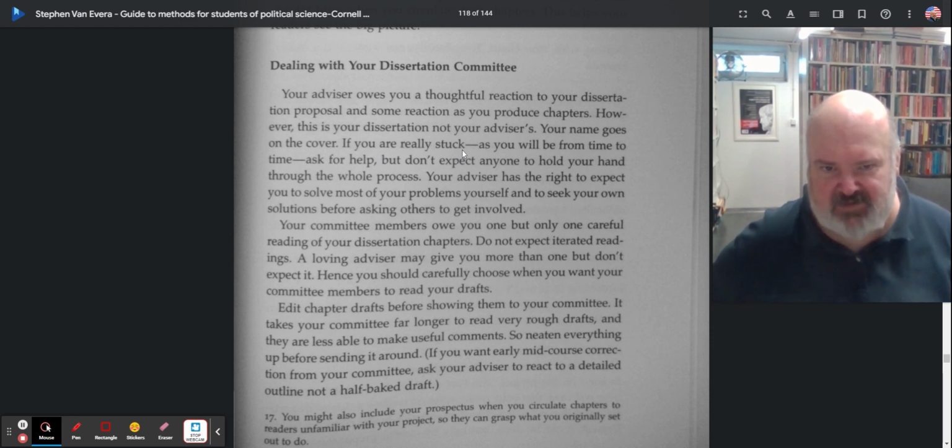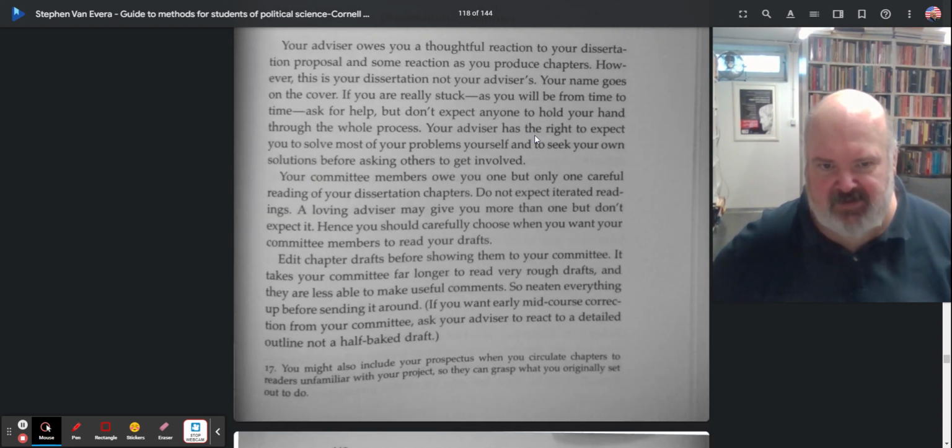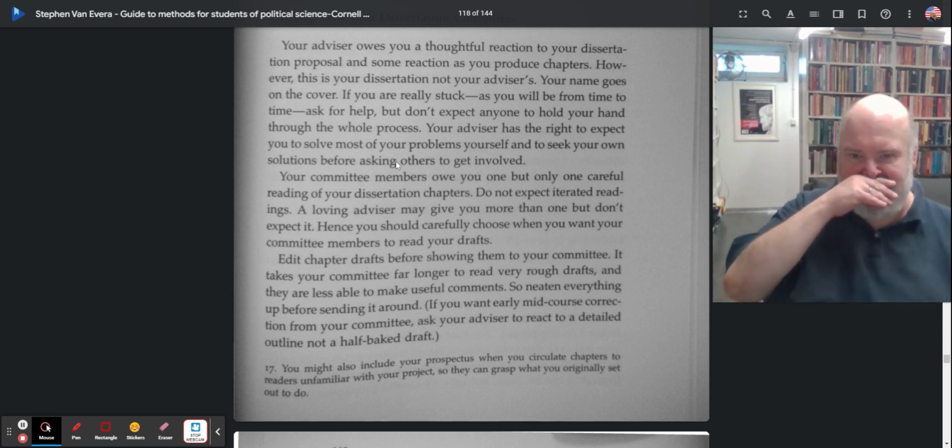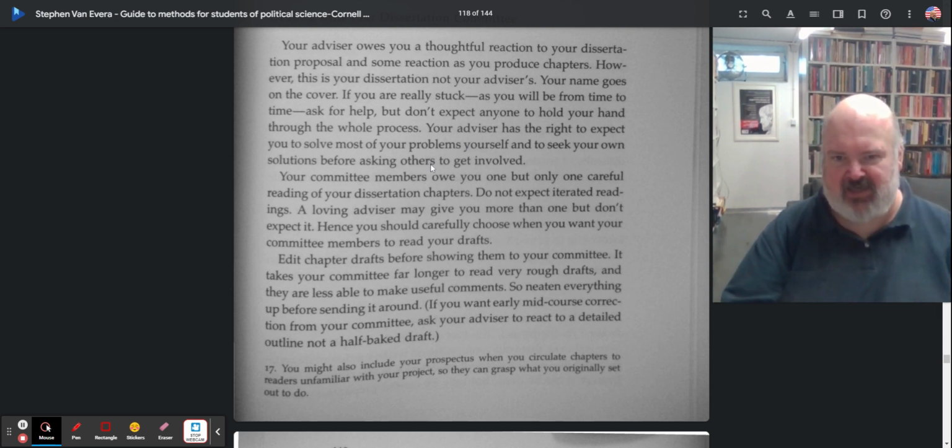If you are really stuck, as you will be from time to time, ask for help. But don't expect anyone to hold your hand through the whole process. Your advisor has the right to expect you to solve most of your own problems yourself and to seek your own solution before asking others to get involved.